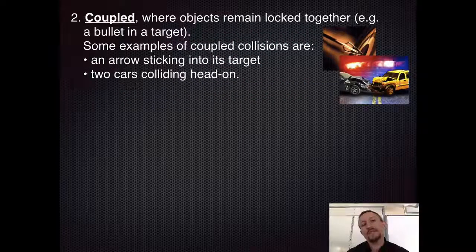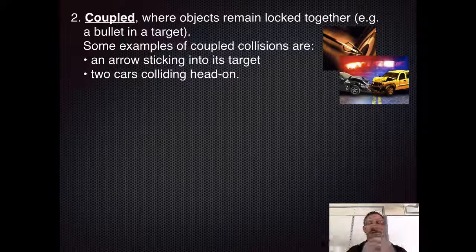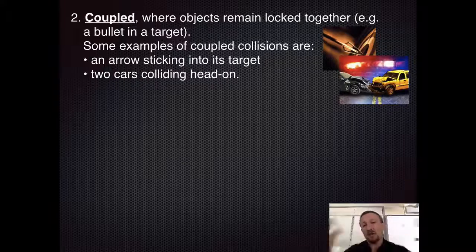So what happens with the second one, which is coupling? Coupling is where we get two objects where one hits into the other, and instead of bouncing off, they join together. So all you've got to take into account is the larger combined mass. For example, an arrow sticking into its target, or two cars colliding head-on and the bumpers sticking together, or a locomotive going into a carriage.